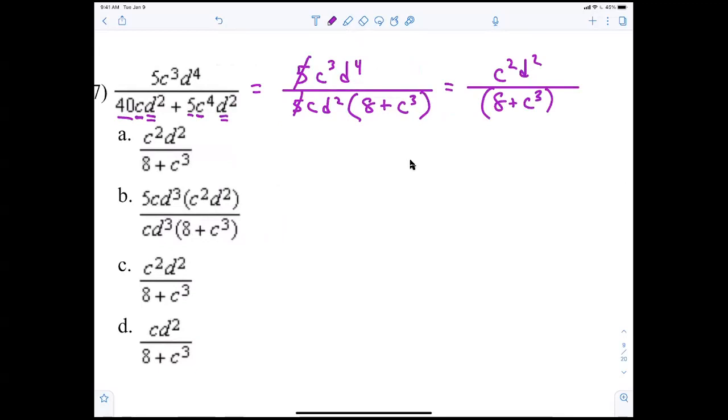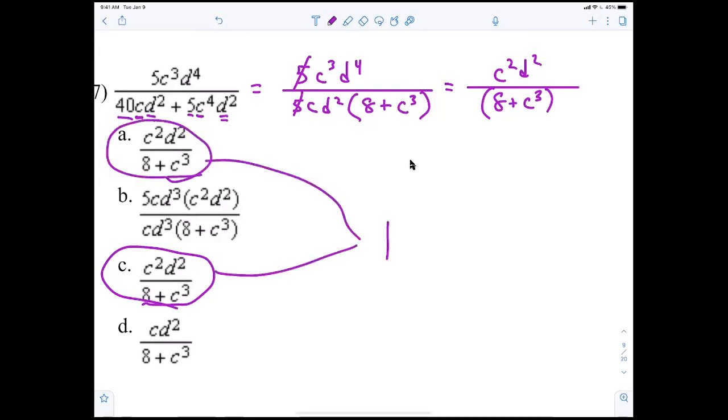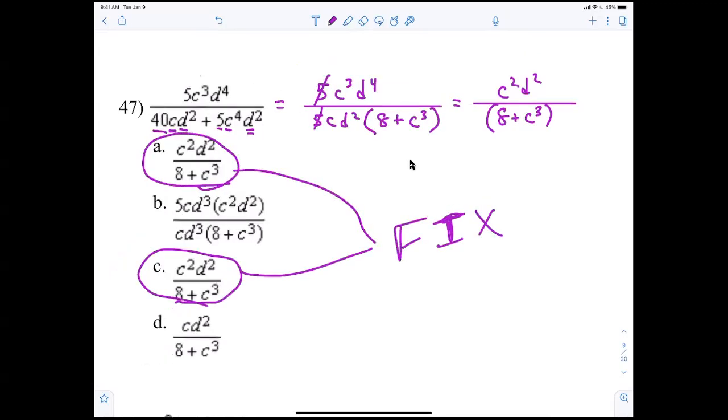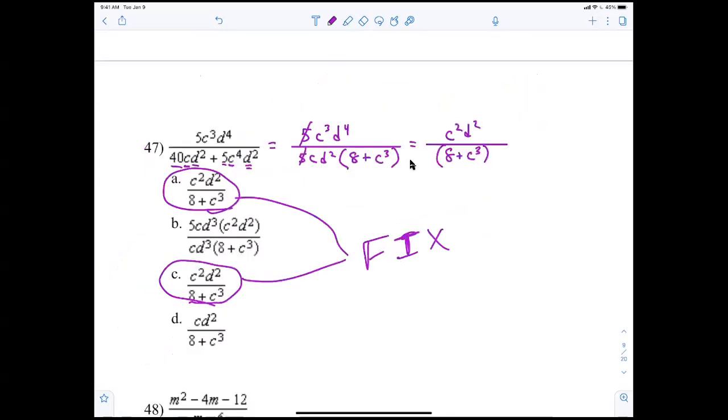So we have what? Is everybody agreeing? A and C are the same. And C, yeah, that's really bad. Yeah, my bad. All right, so thank you. 47, I had to fix. All right. Anybody else have any questions?